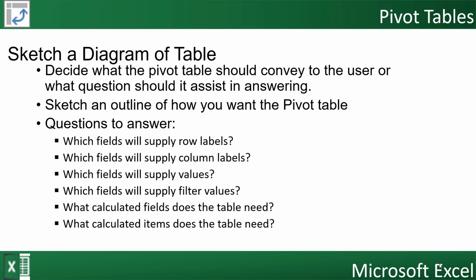1. Which fields will supply the row labels? 2. Which fields will supply the column labels? 3. Which fields will supply the values? 4. Which fields will supply the filter values? 5. What calculated fields does the pivot table need? 6. What calculated items does the pivot table need?